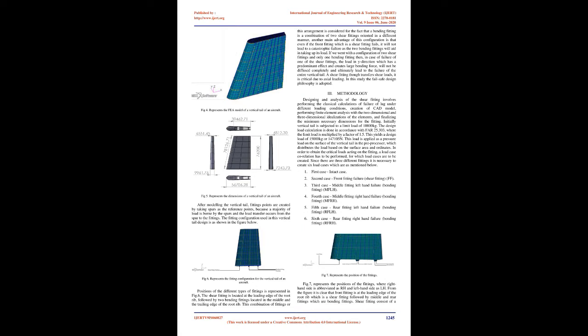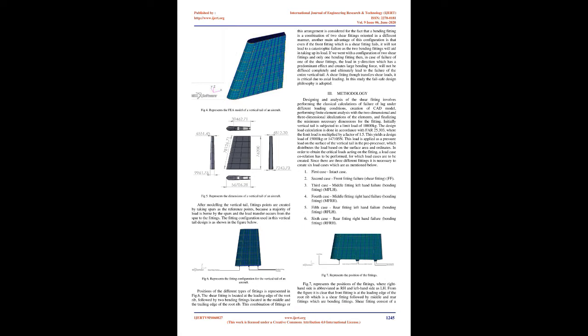It consists of 7 ribs, 3 spars, and skin panels with stringers. According to the aircraft coordinate system, the load is applied in the y-axis direction as shown in the figure. Fig. 5 represents the dimensions of a vertical tail of an aircraft.